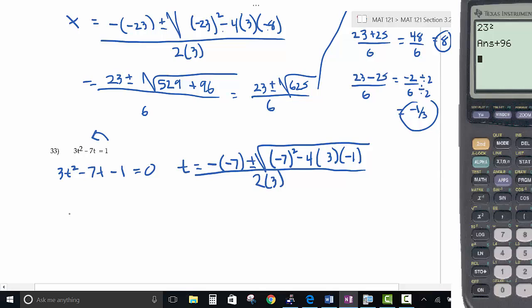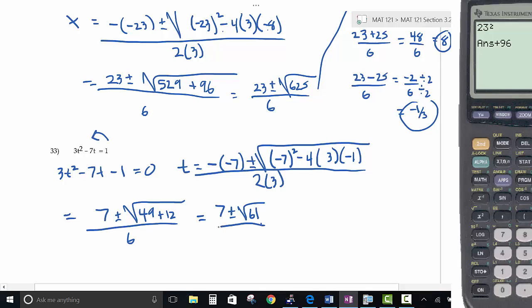Okay? All right, so this is going to end up being 7 plus or minus, under the radical is going to be 49 plus 12 all over 6, like that. Okay? So now you get 7 plus or minus square root of, what is that, 61? all over 6 like that. And then the square root of 61 does not reduce or anything, so then you would be done with the problem. So is that what we got? Yeah. Okay. All right. So that's the quadratic formula. Any questions? Okay. All right.